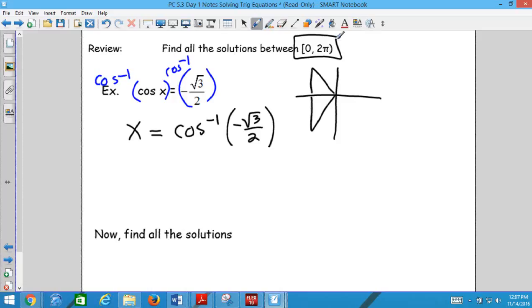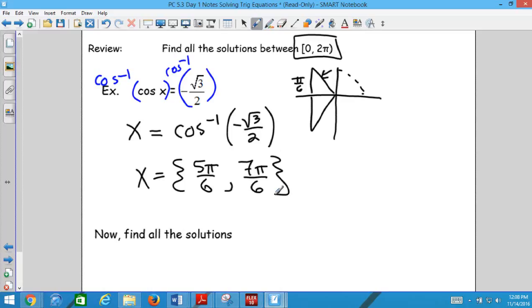So what degrees is cosine square root of 3 over 2? 30 degrees, so a pi over 6. So this is a pi over 6 reference angle. But remember, we're in quadrants 2 and 3, so we're going to say x equals 5 pi over 6. And then what's our second answer? 7 pi over 6.